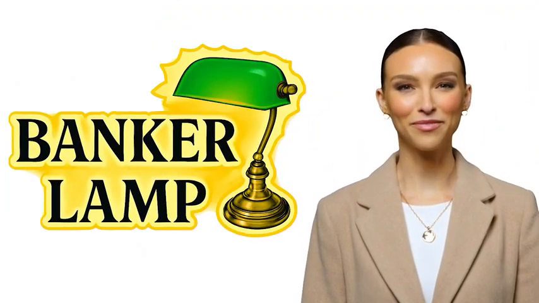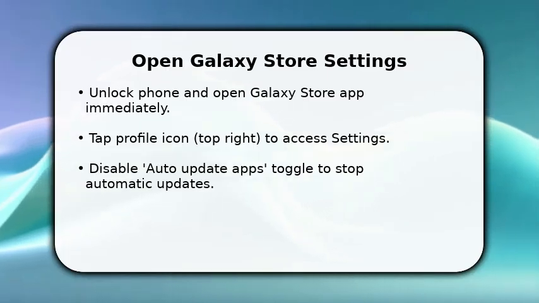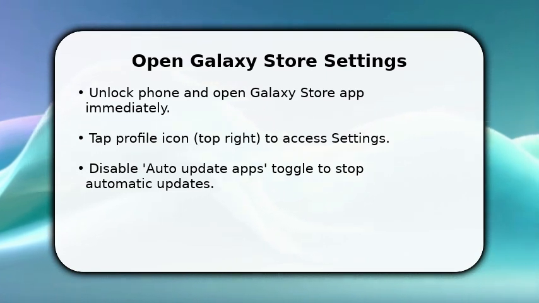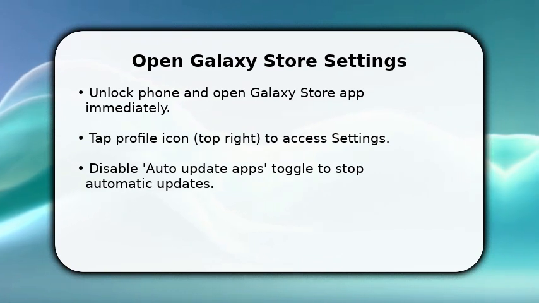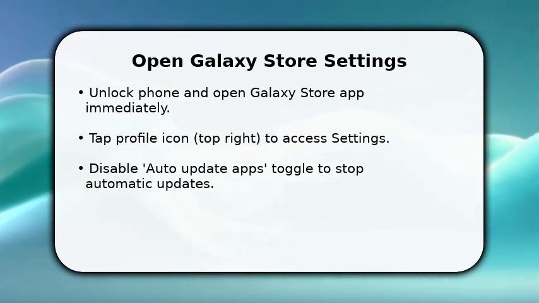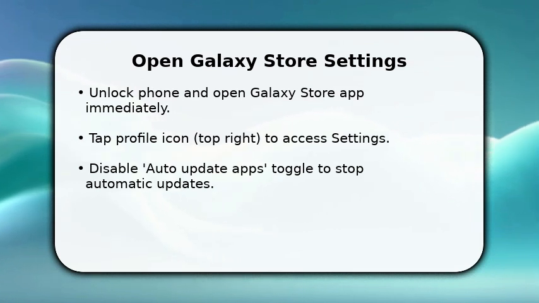Please enjoy the video. You'll start inside the Galaxy Store app on your Samsung. Once open, tap the profile icon in the top right to go straight to Settings. You're doing this now to prevent automatic downloads and conserve data or avoid unwanted changes.